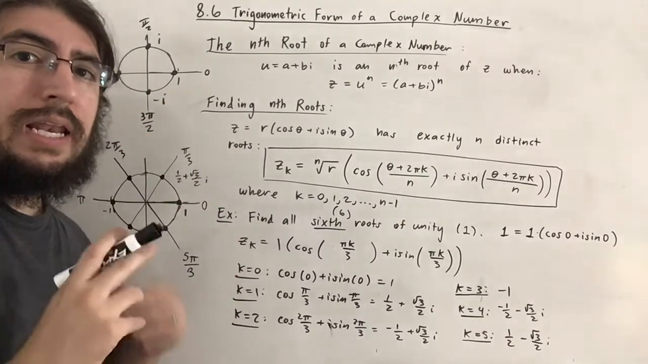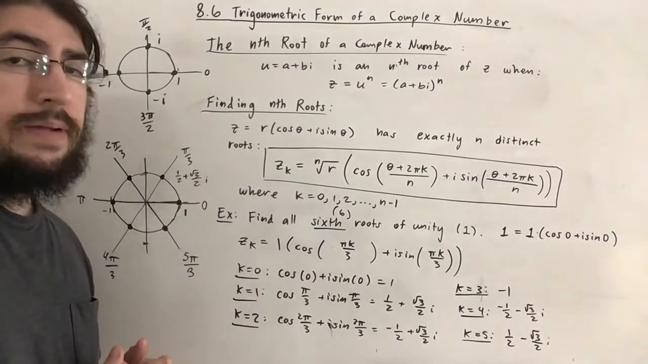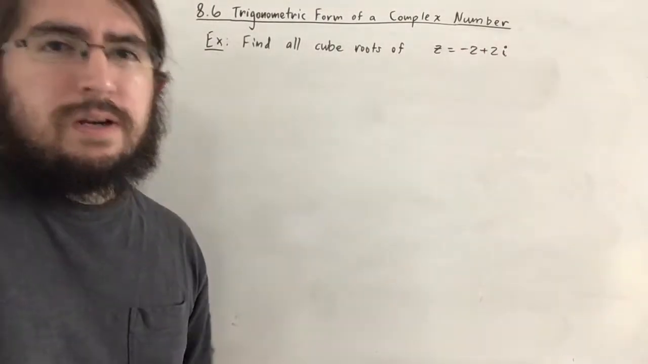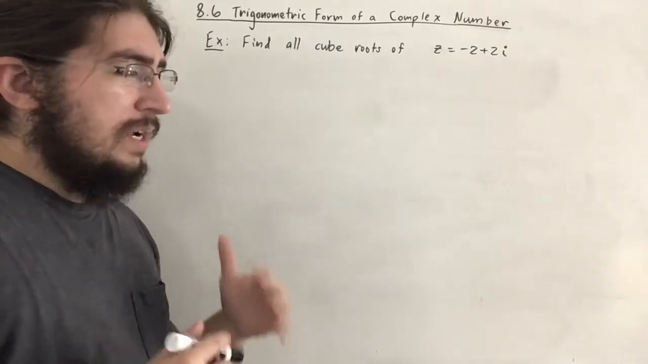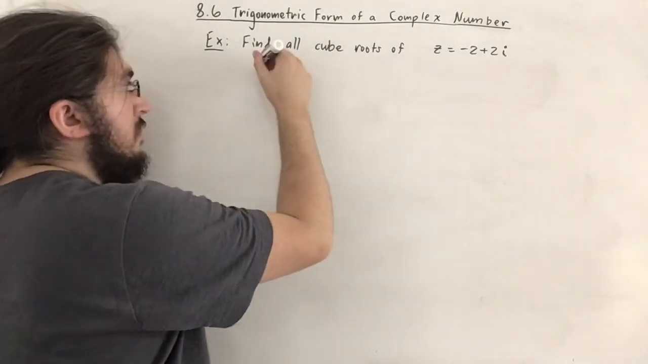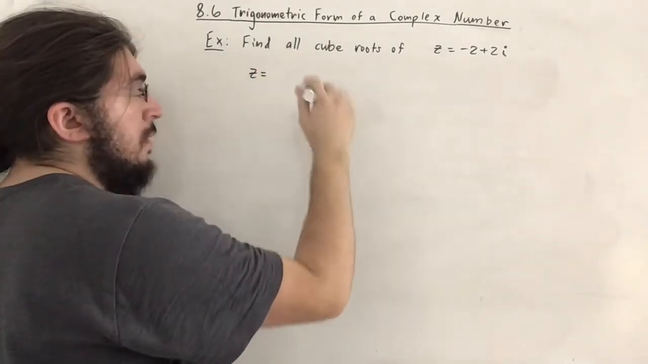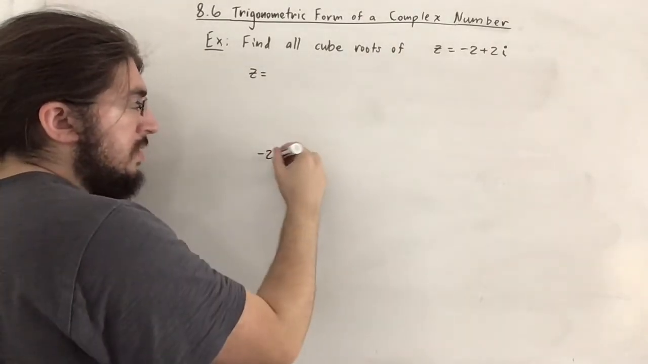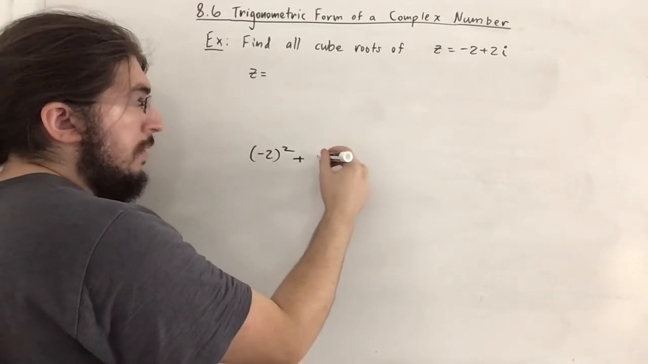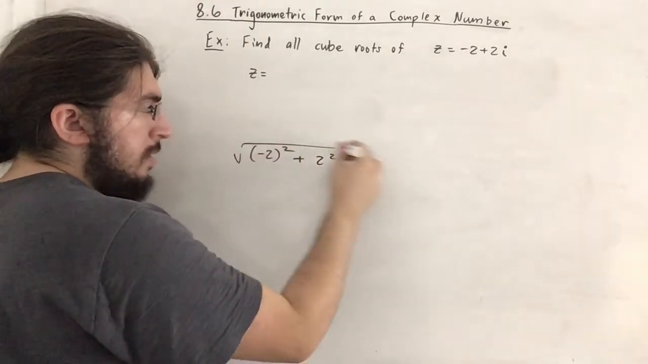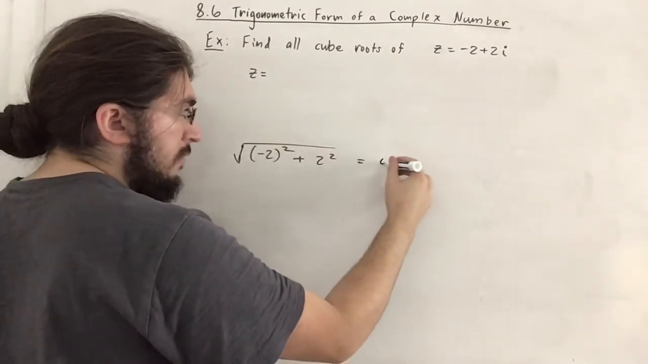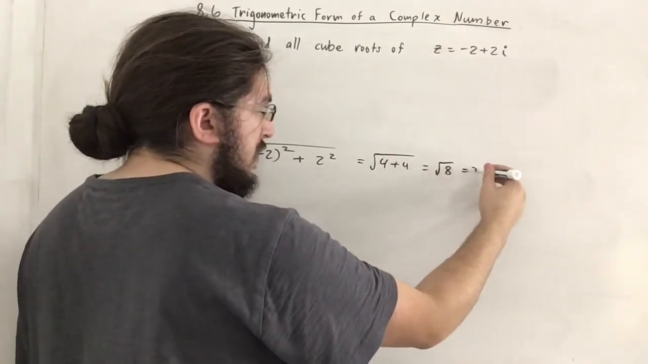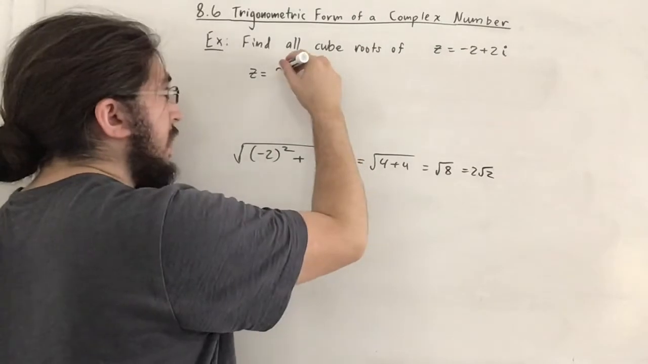So now let's take a look at that last example and see how difficult that can be. Alright, so here we want to find all cube roots of this value. We know the deal, so we're just going to cut to the chase here. First, we want to convert this into trig form. We need the radius, so that's going to be the square root of the sum of the squares of the real part and imaginary part. So it's the square root of 4 plus 4, which is 8, and we saw already that radical 8 simplifies as 2 radical 2, so that's our radius.